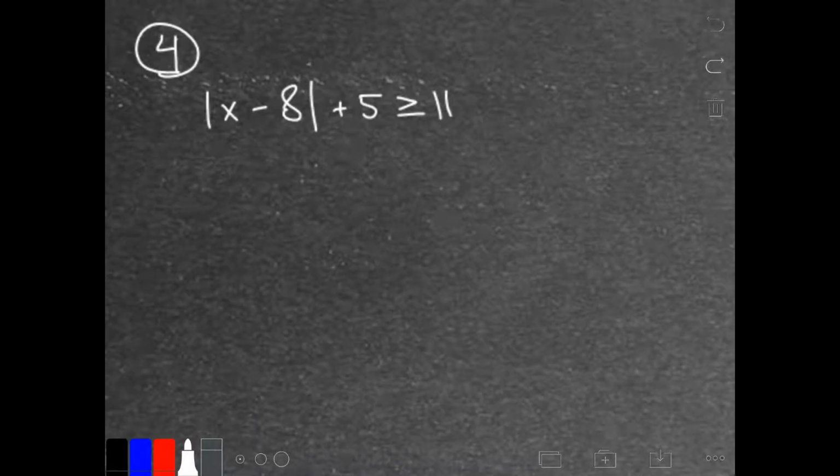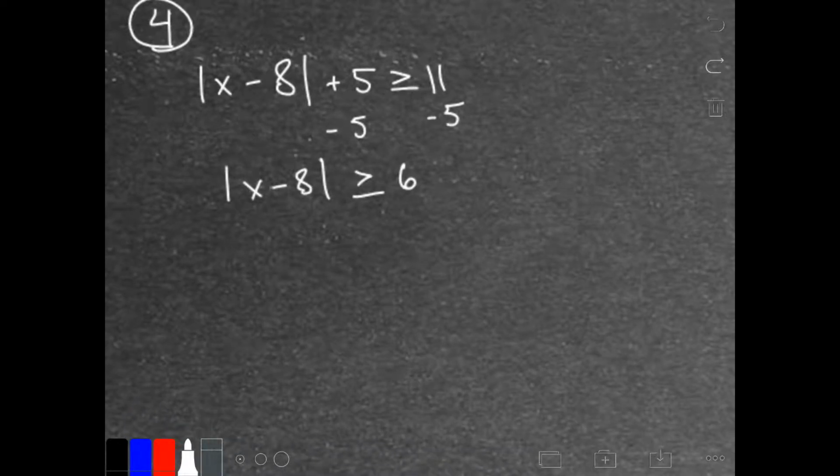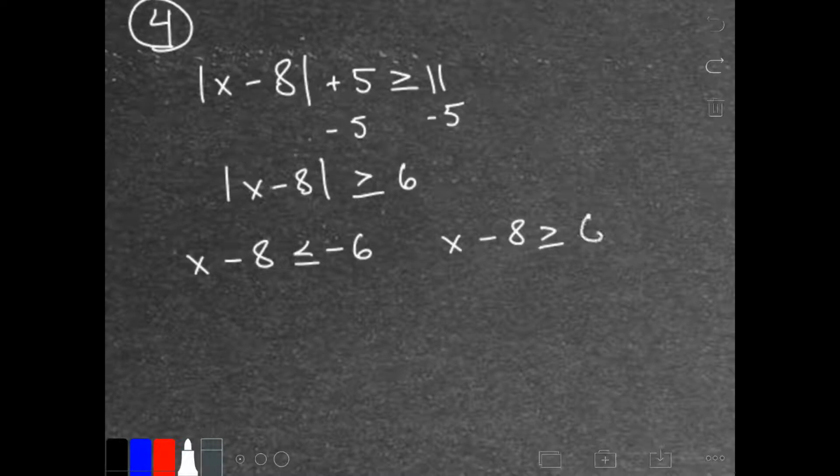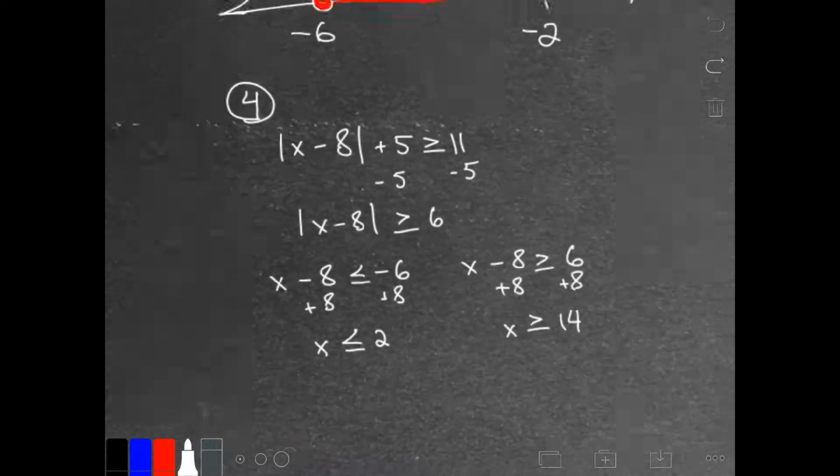Let's do another example with greater than. So let's isolate the absolute value expression. The absolute value of x minus 8 is greater than or equal to 6. Let's rewrite two cases of our inequality. x minus 8 is less than or equal to negative 6. x minus 8 is greater than or equal to positive 6. Go ahead and add 8. x is less than or equal to 2. x is greater than or equal to 14.